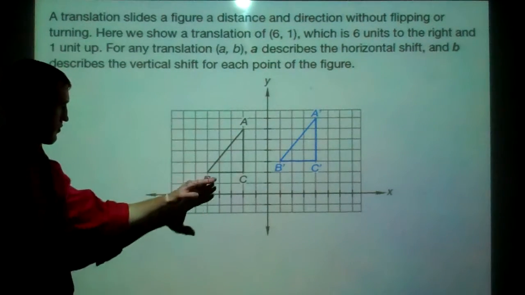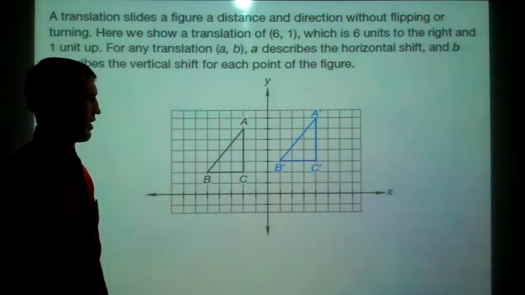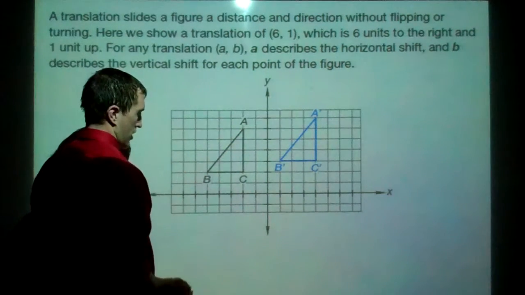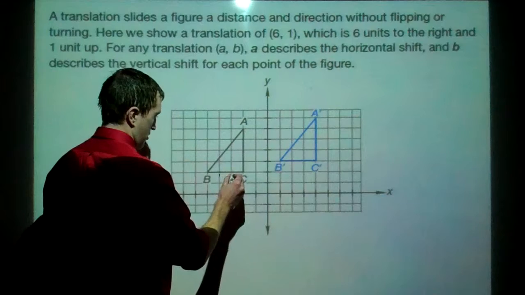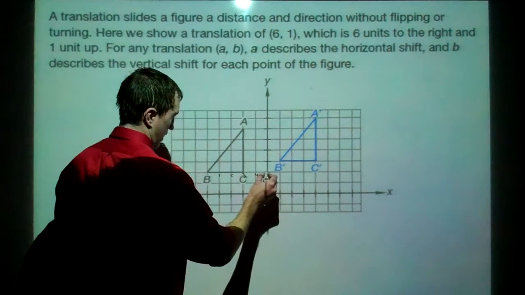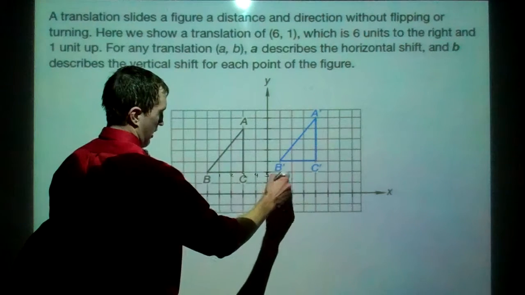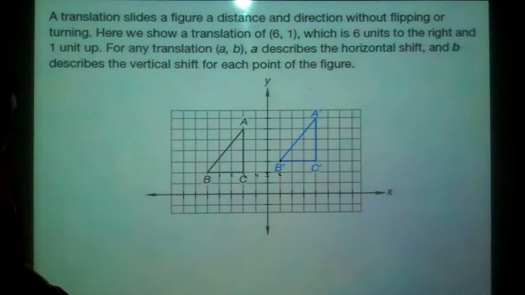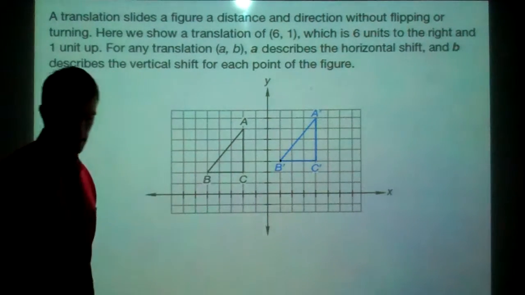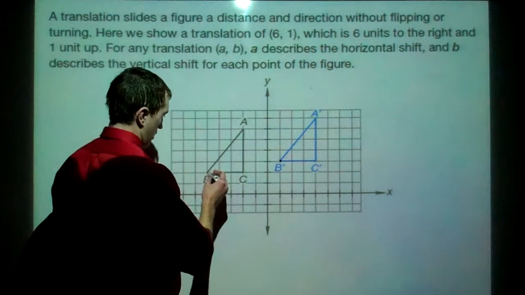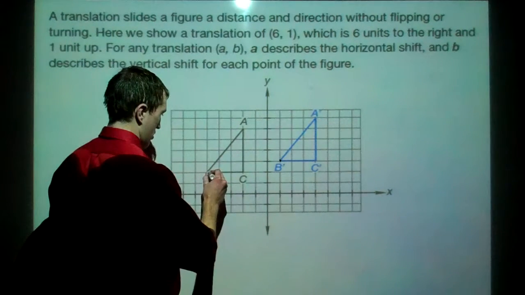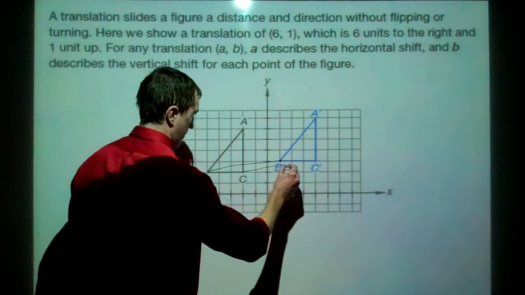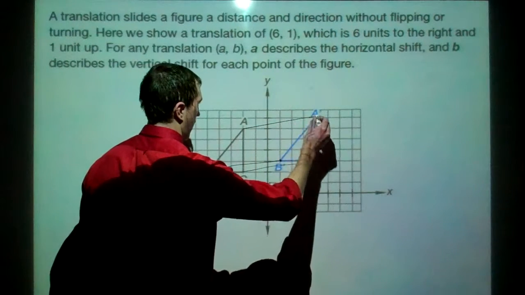So we took each of these, B, C, and A, and we went over 6 in the positive direction and up 1 in the positive direction. So we went 1, 2, 3, 4, 5, 6 for B, and then up 1. And that's where we get B prime from. So each point goes over 6 and up 1. C would be the same thing, and so we're there.